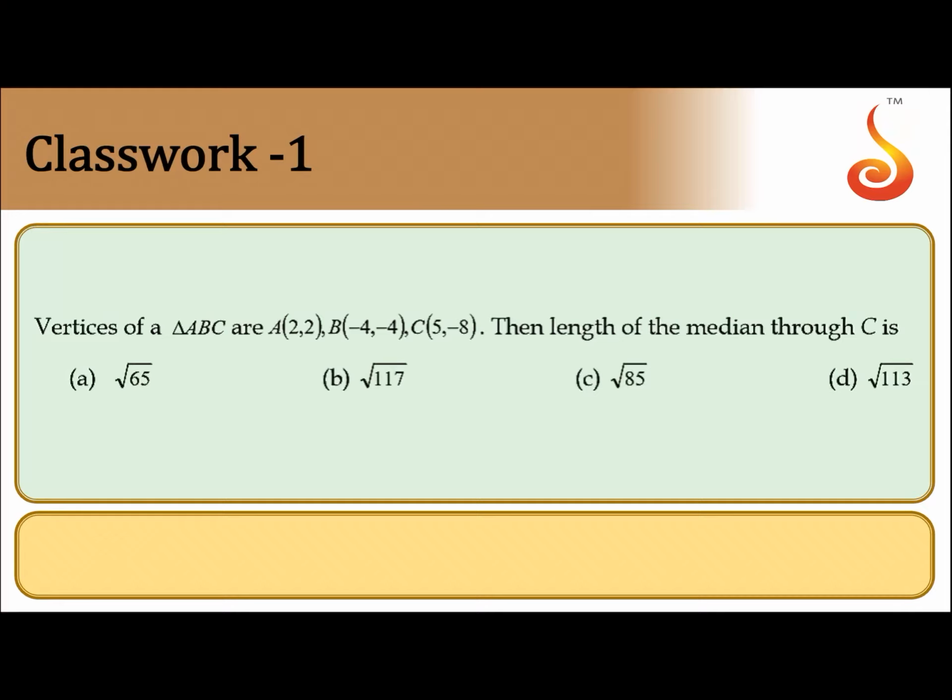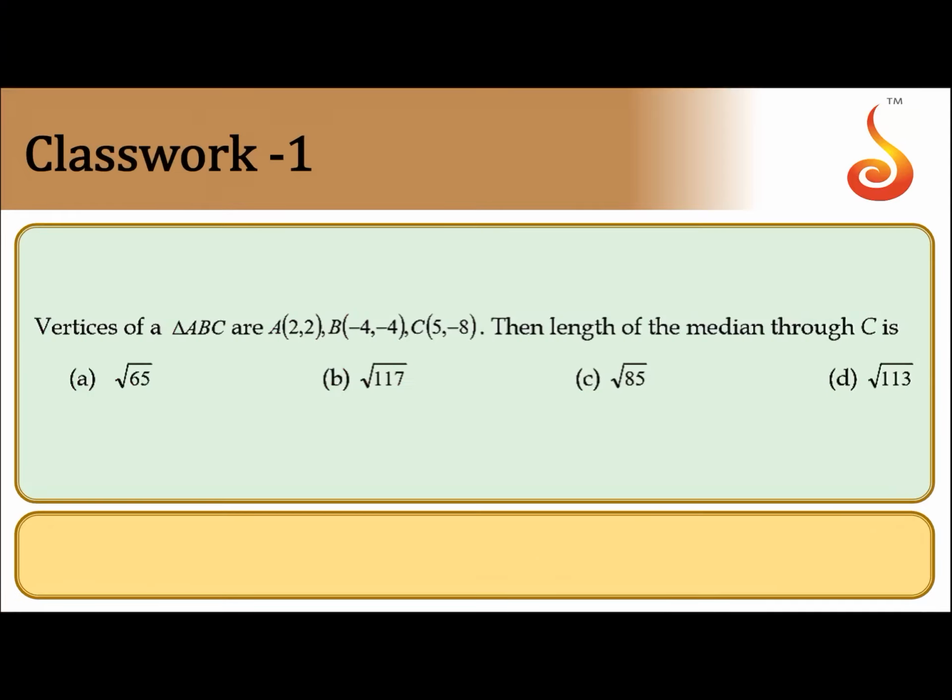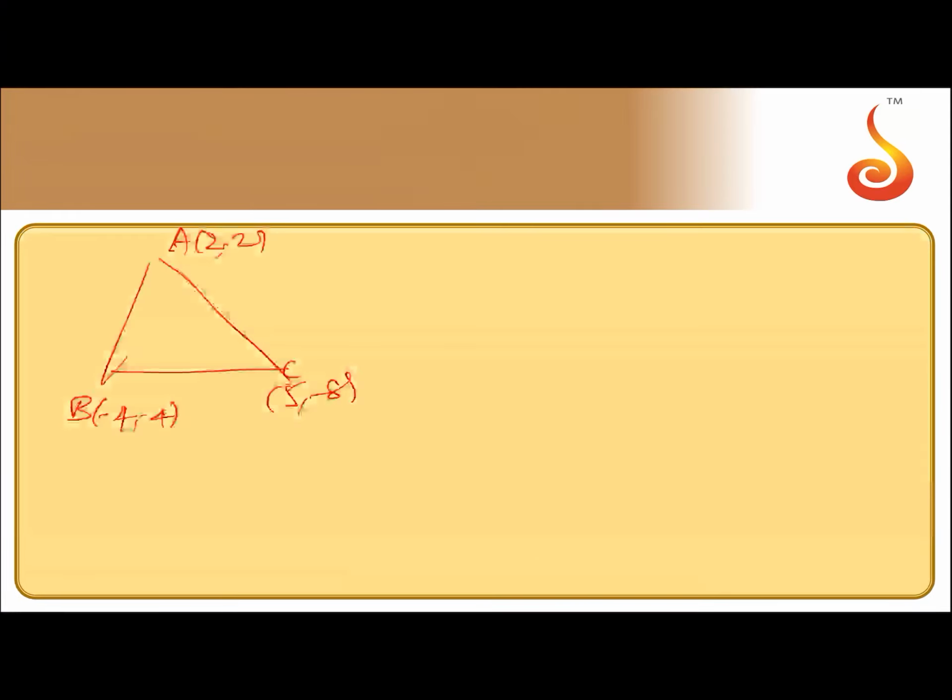through the point C. So when you are given the vertices here, A vertex, B vertex and C vertex, A is given to you (2, 2), B is (-4, -4), and C is (5, -8). So you are asked to find out the length of the median through the point C. This is the midpoint.